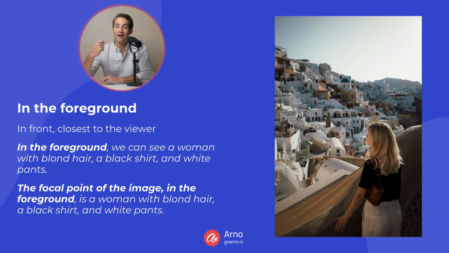But we can also combine in the foreground with more advanced vocabulary that we've already looked at. So a very high scoring sentence would be, the focal point of the image in the foreground is a woman with blonde hair, a black shirt, and white pants.